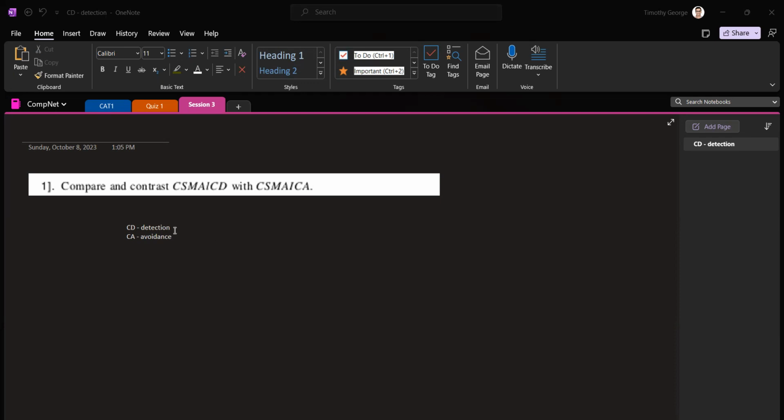Also what you need to remember is that the frame is resent, because it'll detect that a collision happened and it'll resend the frame. Avoidance is prevention. So in CSMA CA, the protocol is in such a way that it avoids any collision from taking place. That's the basic difference between these two. If you know what CA and CD stand for, you'll be able to answer the question.